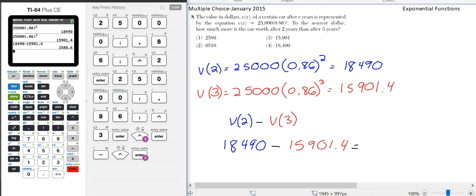So now we just subtracted them, and the difference between them is 2,588.6. And we want this rounded to the nearest dollar. So this becomes 2,589, which is choice 1.